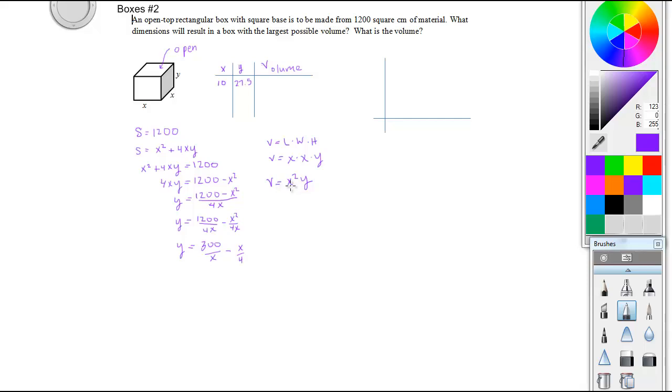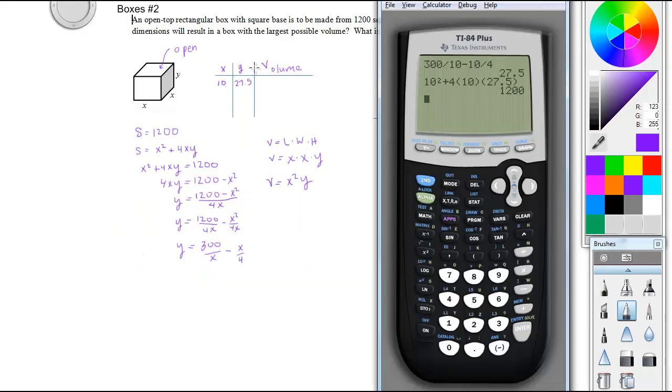And then we can get a reasonable guess for the volume if the sides are 10 and 27.5 by doing 10 squared times 27.5.